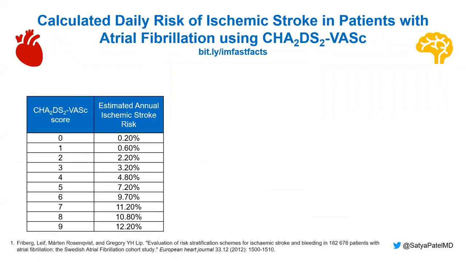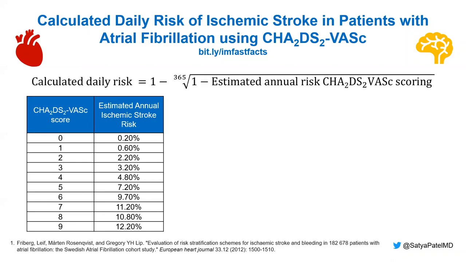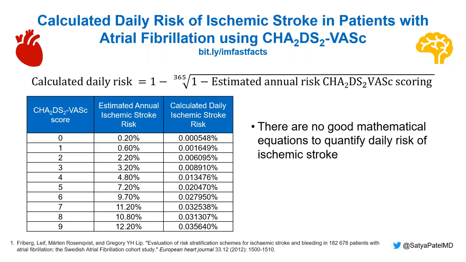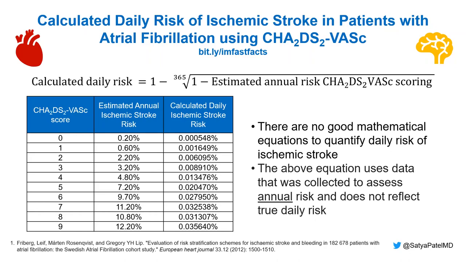So in summary, here is the estimated annual ischemic stroke risk based on CHA2DS2-VASc scoring. Here is the calculated daily risk: 1 minus the 365th root of (1 minus your estimated annual risk). If you were to use that model, these are the numbers you get. There's no good mathematical equation. And remember that this assesses annual risk and does not reflect true daily risk.